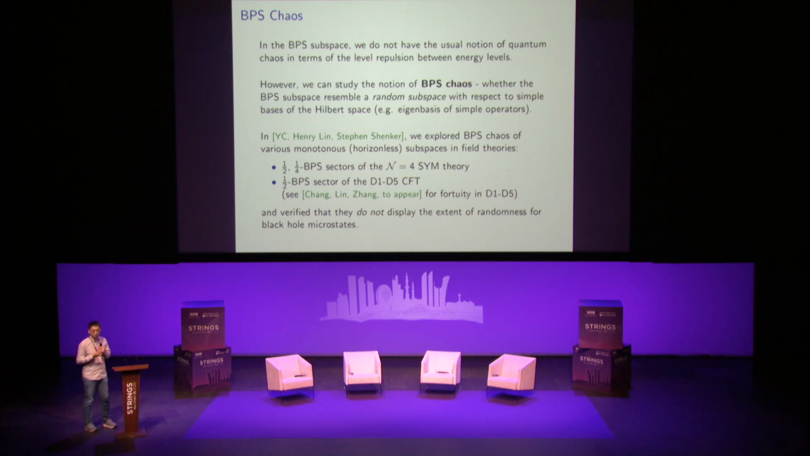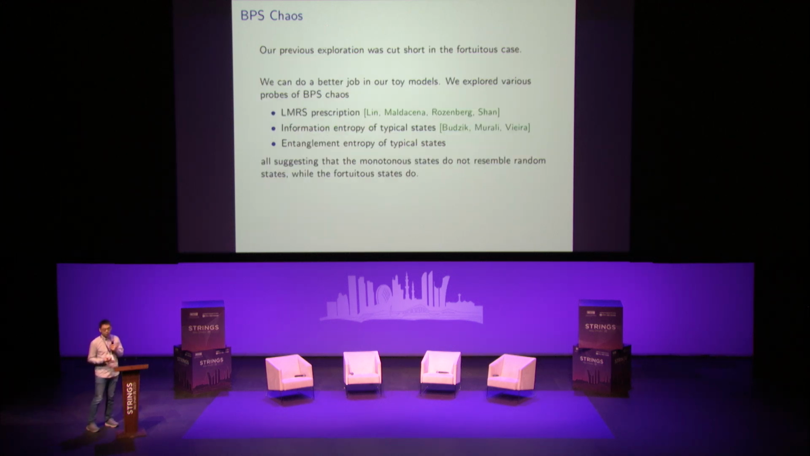In a previous paper with Henry Lin and Stephen Schenker, we explored this idea of BPS chaos of various monotonous or horizonless subspaces in field theories, including the N=4 super Yang-Mills theory and the D1-D5 CFT. There, what we verified is that indeed these monotonous subspaces do not exhibit the extent of randomness one would expect for black hole microstates. However, our previous discussion was cut short in the fortuitous case simply because we cannot access enough of them to perform a similar calculation.